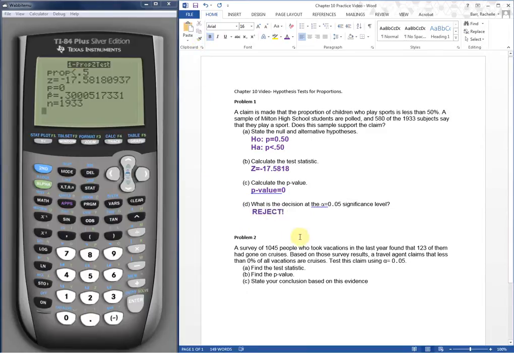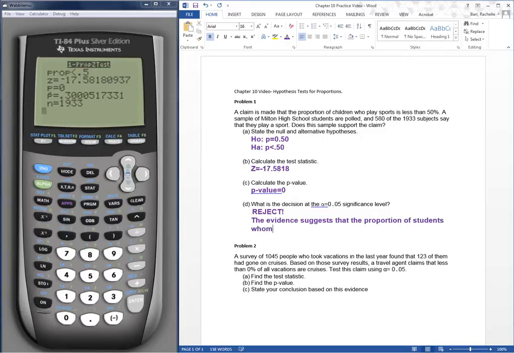So I would say the evidence suggests that the proportion of students who play sports is less than 50%.